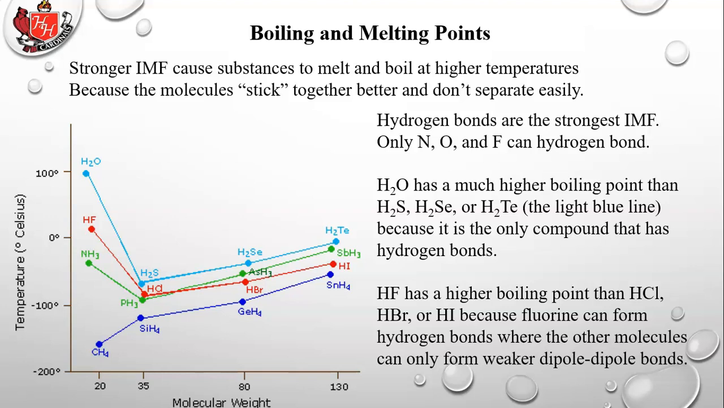So look at the light blue line there. You'll notice the boiling point. It measures the boiling point on the vertical axis and the molecular weight on the horizontal axis. And the one boiling point you recognize right away is water. H2O boils at 100 degrees centigrade. So water has a much higher boiling point than H2S, H2Se, or H2Te, the light blue line.